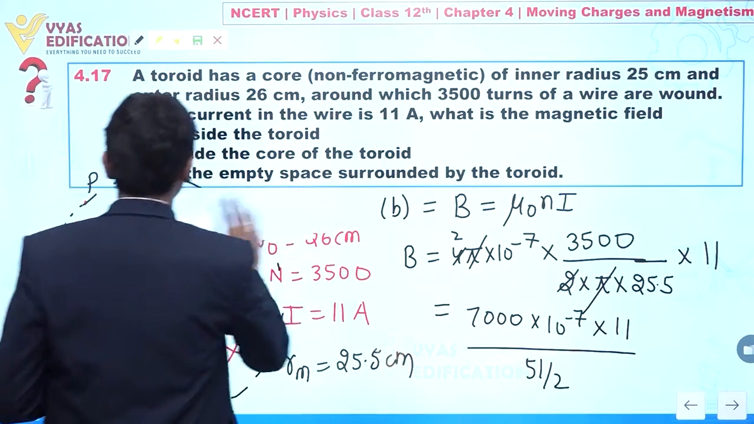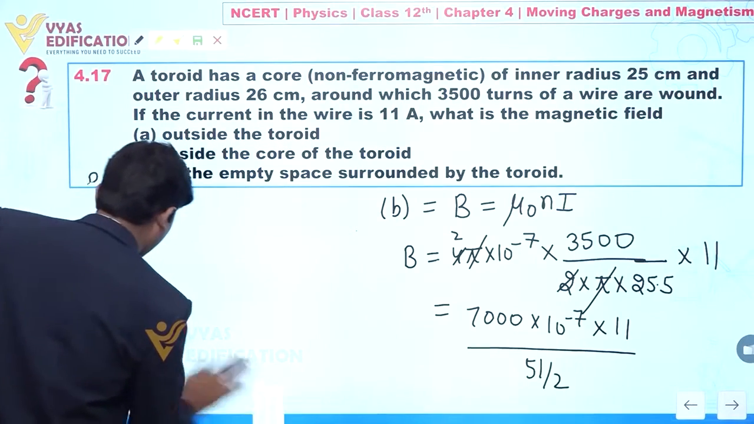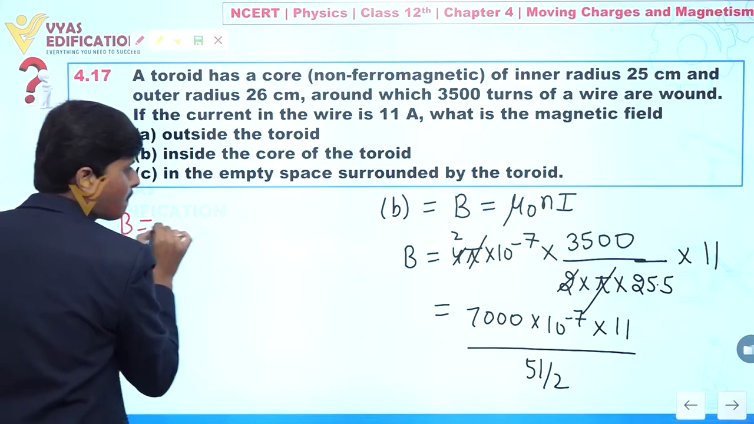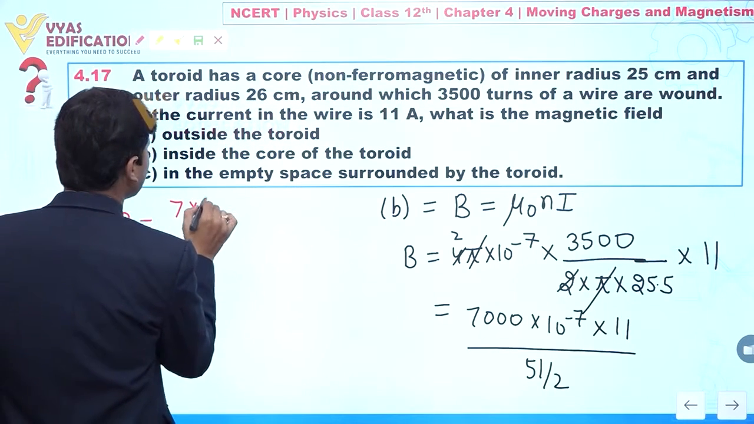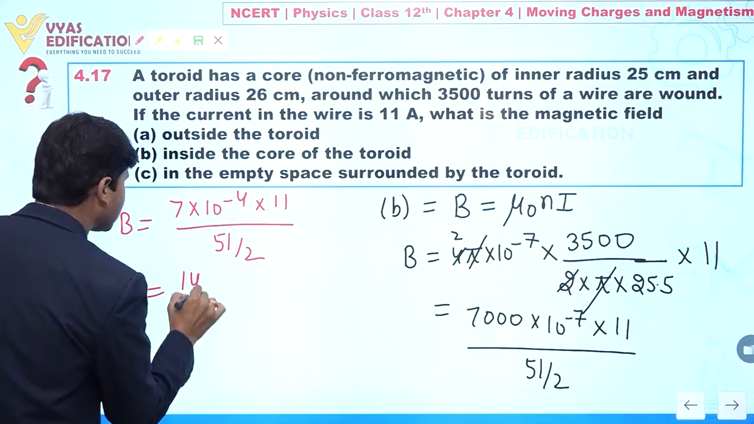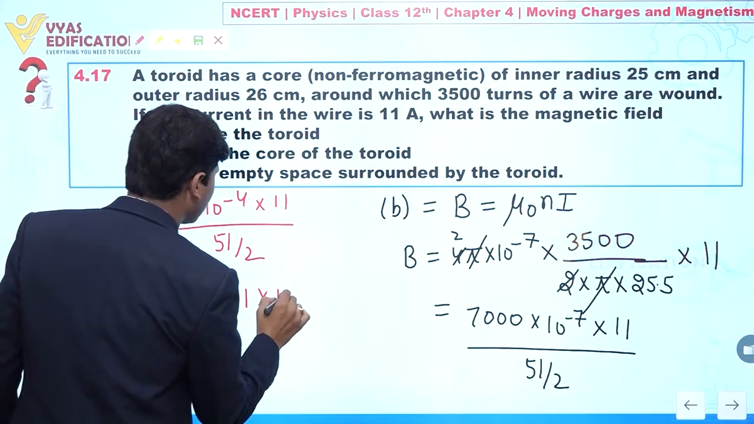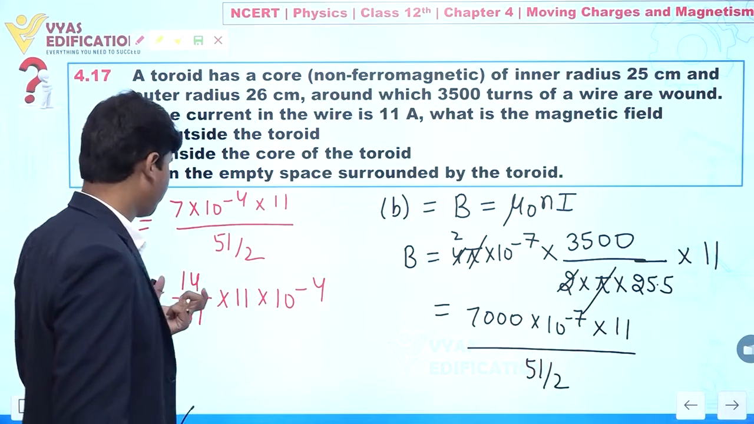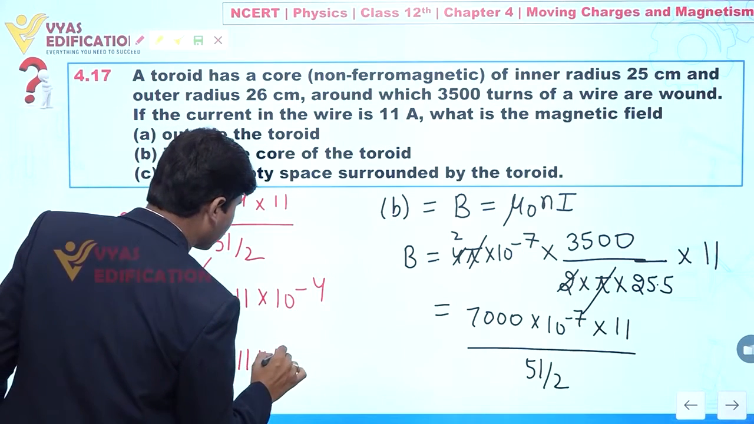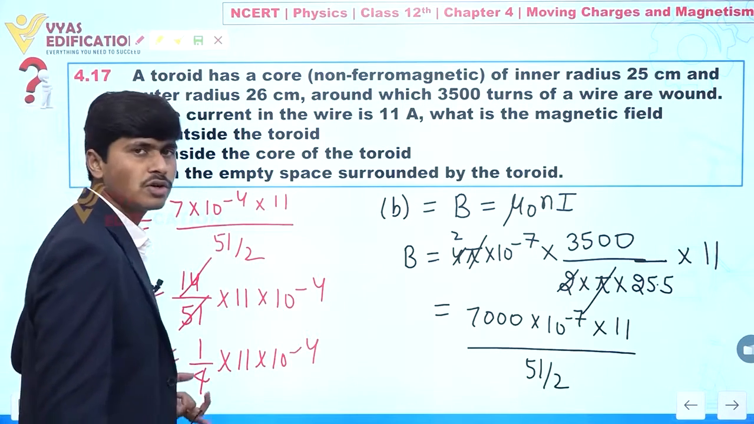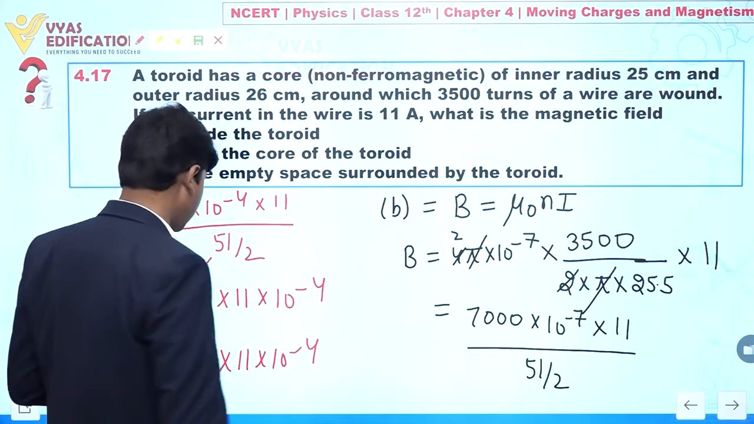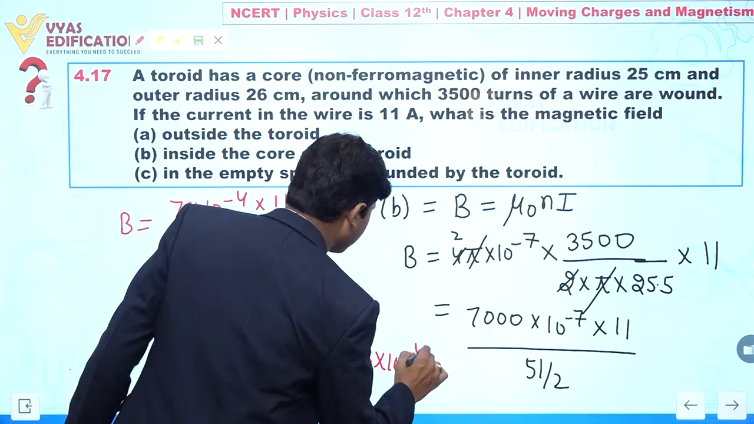So now we can easily calculate the value of magnetic field inside a core, clear. So the value of B is given by 7 into 10 to the power minus 4 multiplied by 11 and divided by 51 by 2, clear. From here this is 14 divided by 51 into 11 into 10 to the power minus 4, clear. So now approximately I am taking this as 1 by 4 into 11 into 10 to the power minus 4, clear. This is approximate, but this is not exact, clear. So let's suppose I am taking this as 1 by 4, so approximately I can say this is 3, clear. So I can say 3 into 10 to the power minus 4 Tesla, clear.